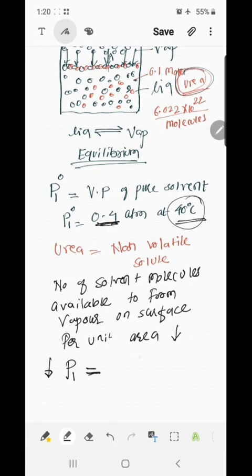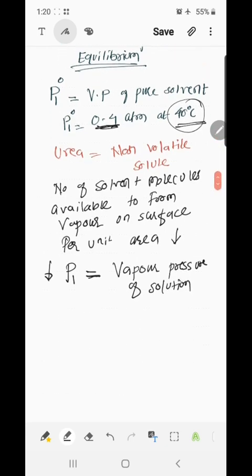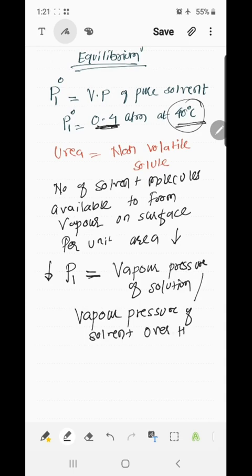So P1 can be called the vapor pressure of solution, or you can also call it the vapor pressure of solvent over the solution, or above the solution.